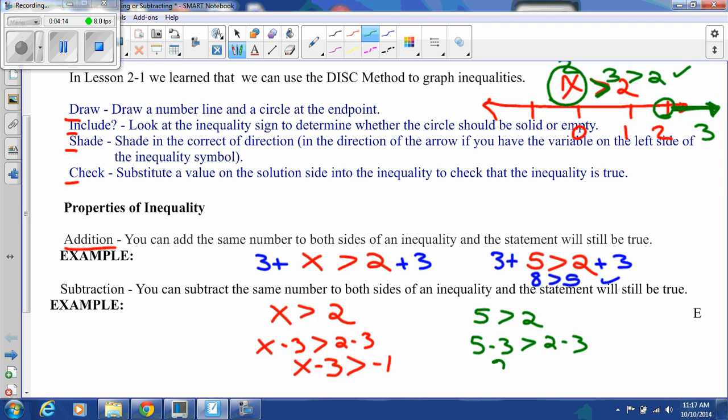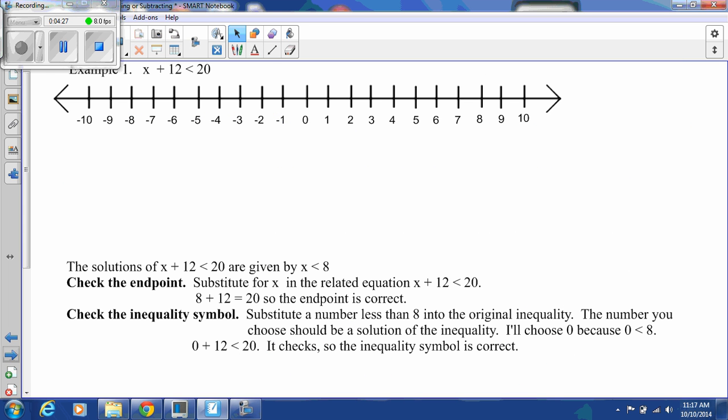5 minus 3 is 2. 2 minus 3 is negative 1, and positive 2 is still greater than negative 1. I've subtracted the same number from both sides. My inequality is still true. Let's work some examples. So today we're going to be solving inequalities that involve addition or subtraction.